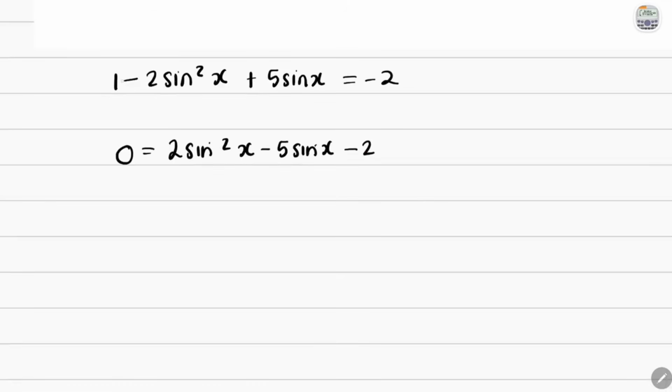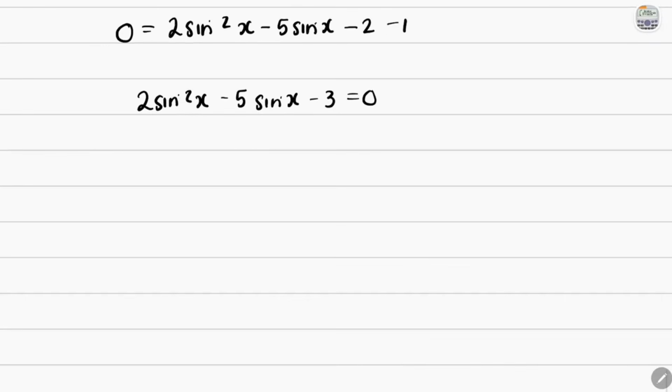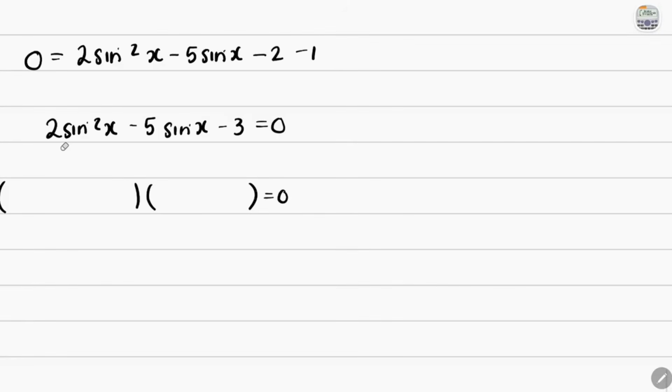But then also remember that you still have this positive 1 here. So when it comes over, it becomes minus 1. Okay, so we just have the equation 2 sine squared x minus 5 sine x minus 3 is equal to 0. Okay, how do we factorize this? So I'll open up two brackets already, equate to 0. But you see, to get the first term, 2 sine squared x, you must have said 2 sine x multiplied by sine x.